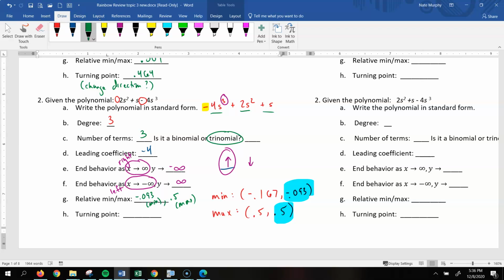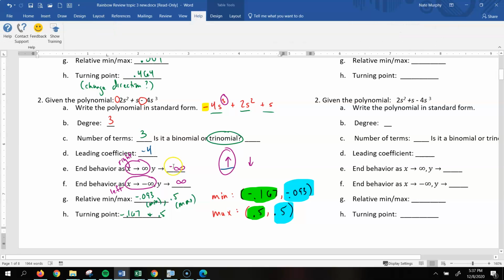And then the turning points would be the x values for each of those. So the x values would be negative 0.167, because it turned at that point, and 0.5 would be your two turning points. So negative 0.167 and 0.5.